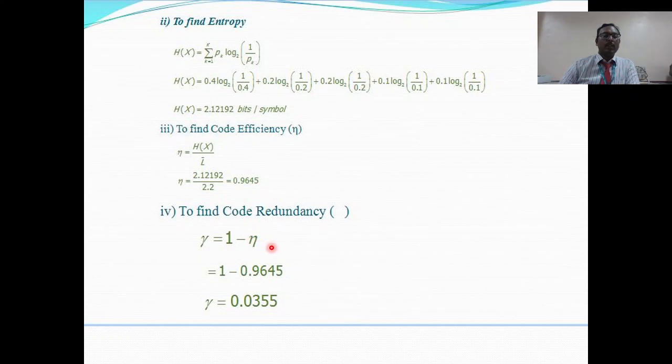If I want to know the code redundancy, I subtract the efficiency from 1. 1 minus efficiency is the coding redundancy. Repeating, redundancy is 0.035.